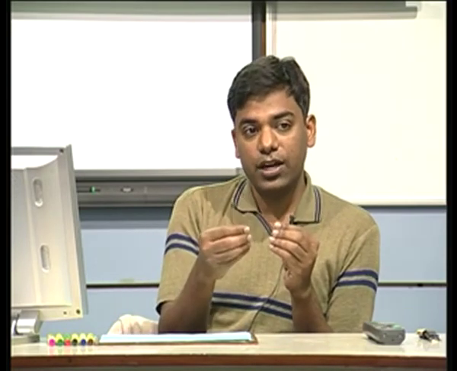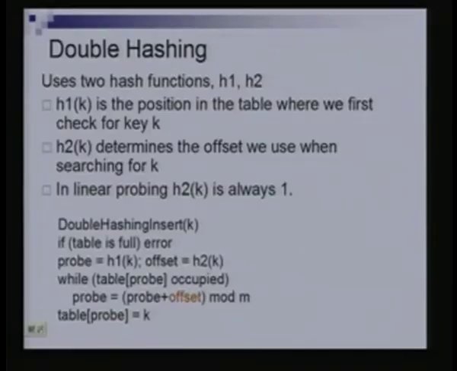Any questions till this point? So I'll now come to the other open addressing technique. We looked at linear probing. In linear probing, we compute the hash function, we look at that location, the next location, and so on. In double hashing, what we do is we have two hash functions, h1 and h2.